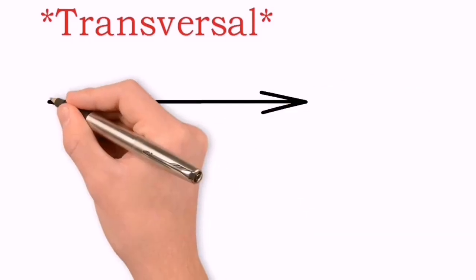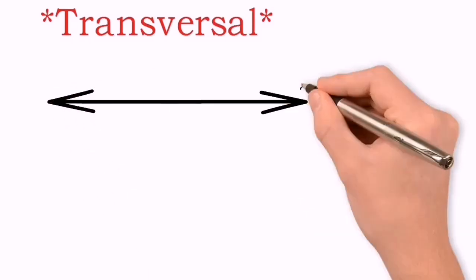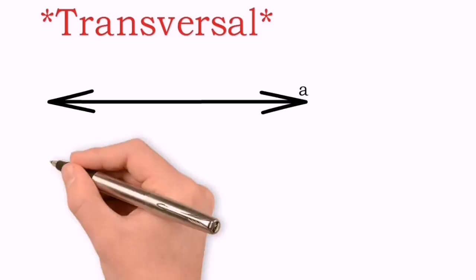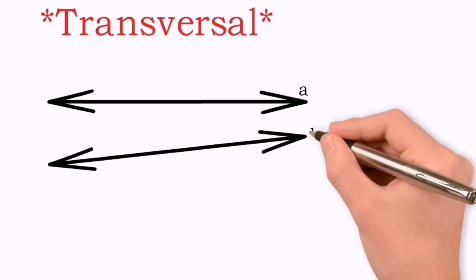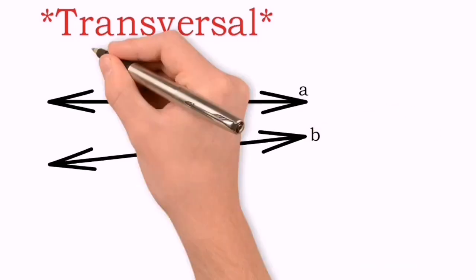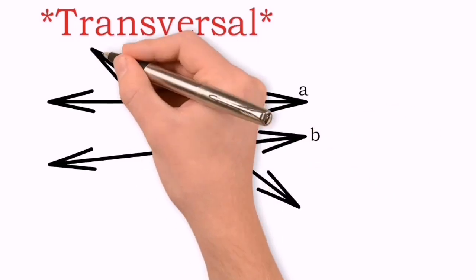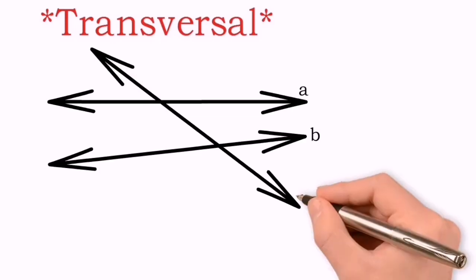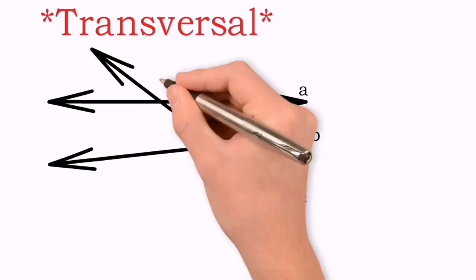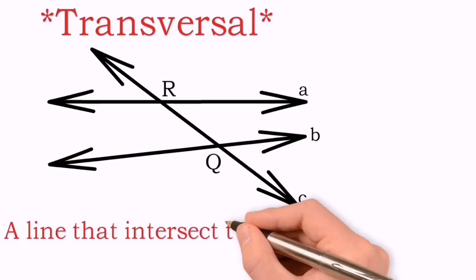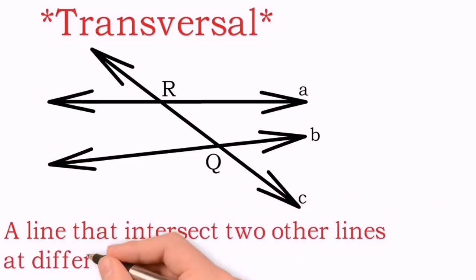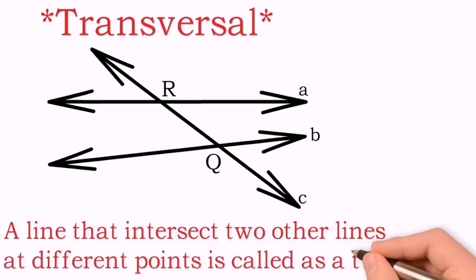Transversal is an old concept for you all, right? What we have learnt is a line intersecting two other lines at two different points. It's called a transversal. So over here, consider two lines, line A and line B, which are in front of you, and consider one more line, a third line, line C, intersecting A and B at point R and at point Q, right? So as C is intersecting these two lines at two different points, we can say line C is a transversal, and here is a definition for you. A line that intersects two other lines at different points is called a transversal.